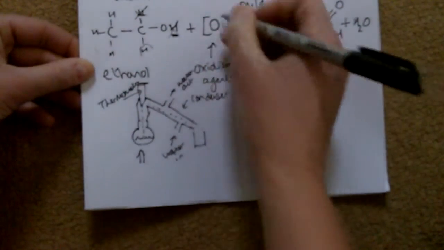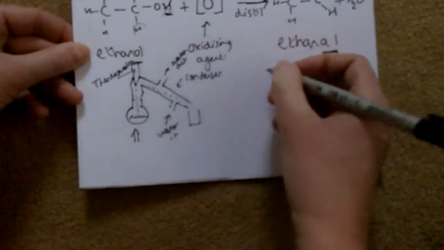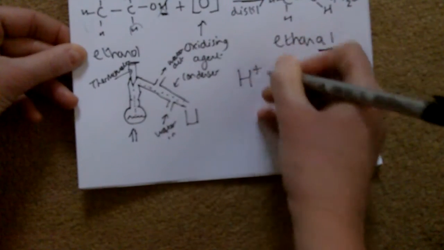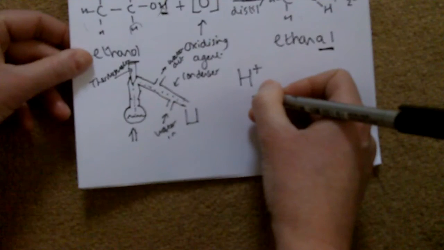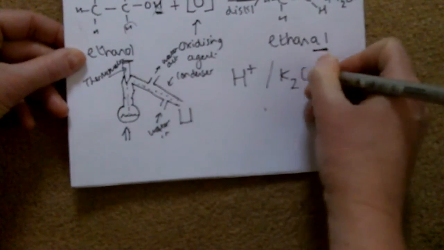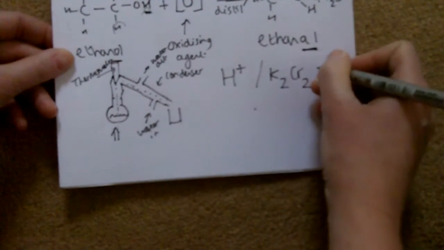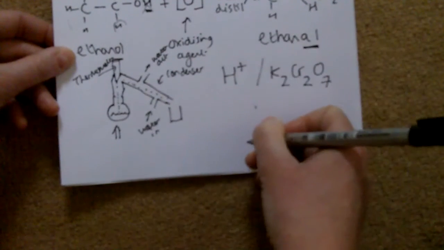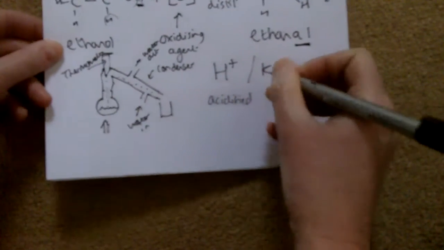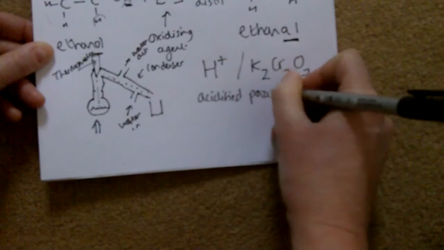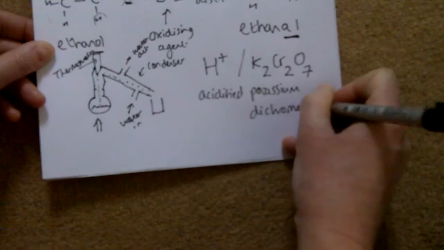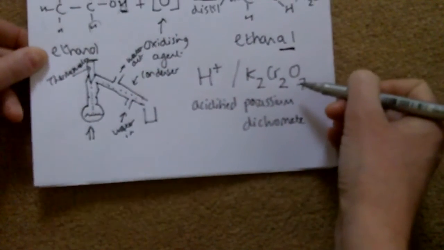Now let's talk about this oxidizing agent. An oxidizing agent that we use is acidified, right? Normally use sulfuric acid, acidified potassium dichromate. Acidified potassium dichromate, okay? Acidified potassium dichromate. Now, what's the oxidation state of the chromium?